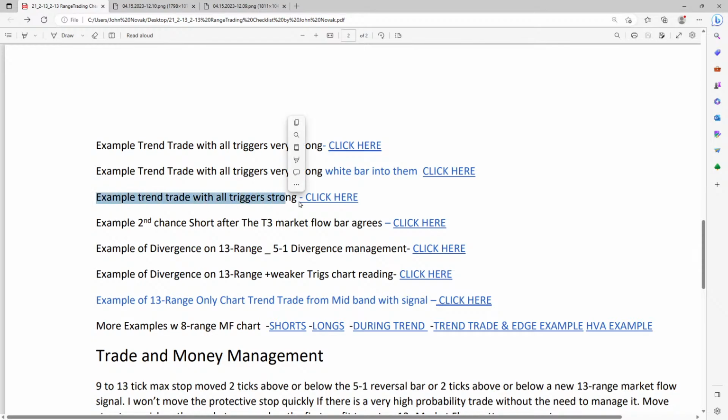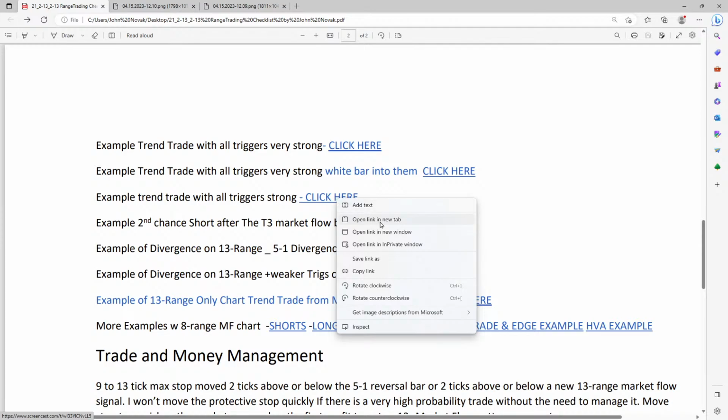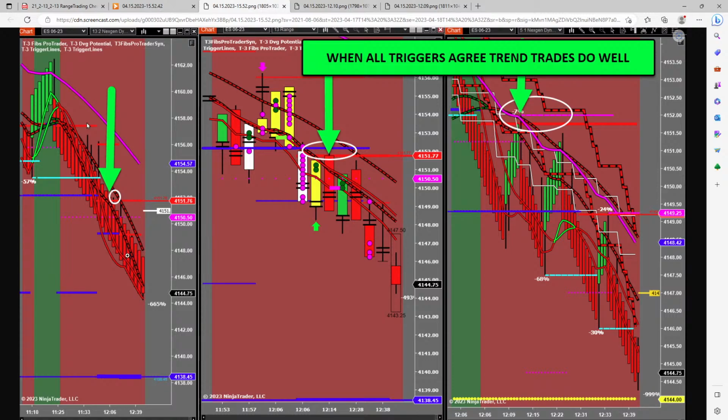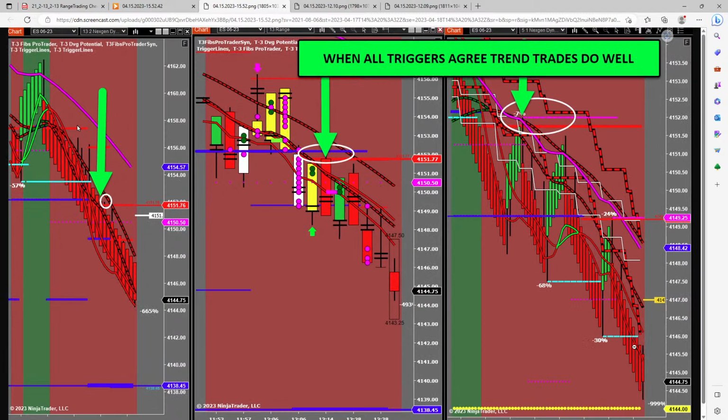Example of a trend trade with all the triggers going your way. I have so few of these examples because they're so obvious, but just to put one in there for you, does everybody recognize that all the triggers on all three charts are going down? When they are all going down, you usually get a trend trade from your mid-band and fibs that ends up working. What do you think? Pretty obvious? Now, you don't know it's going down.